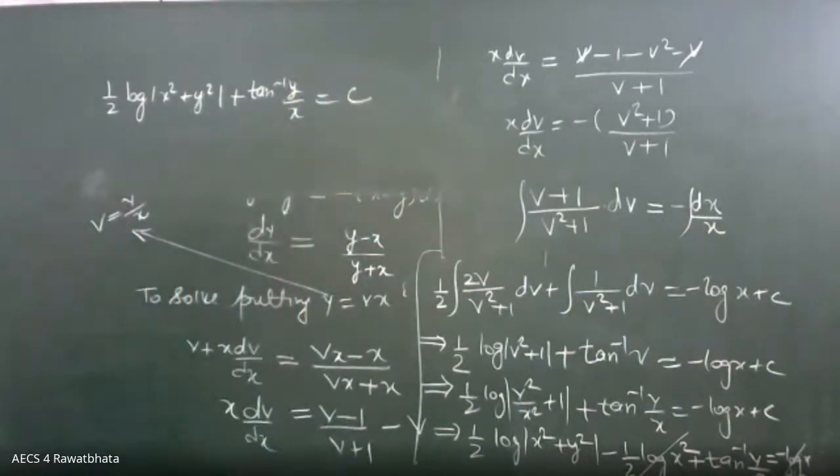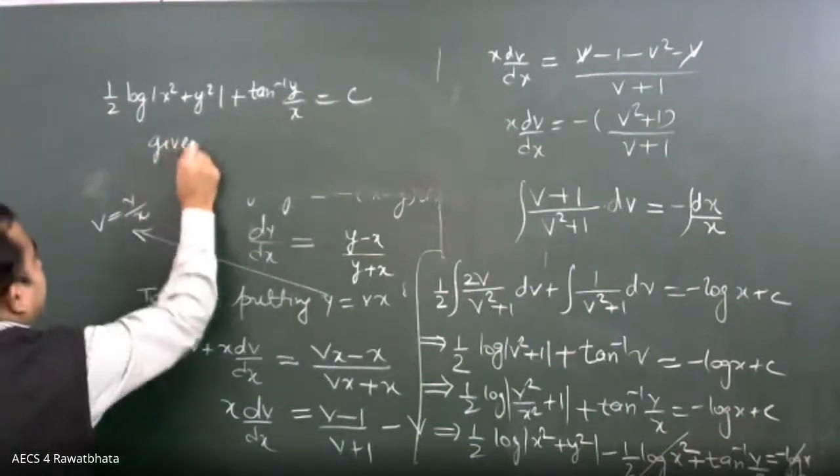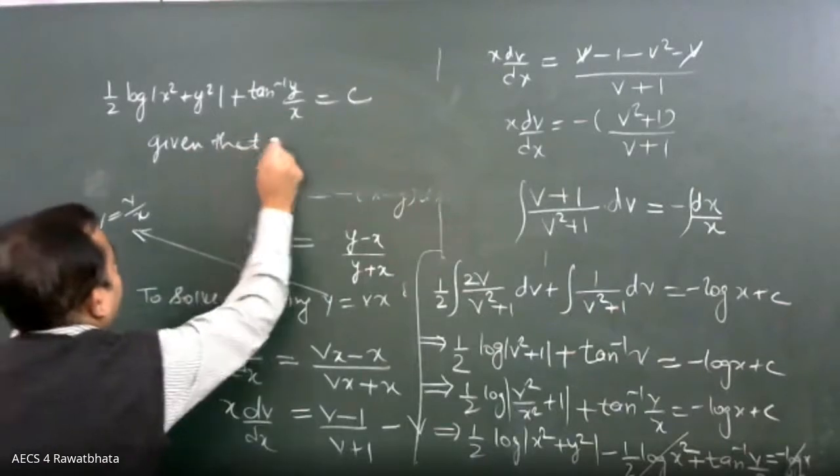Just check the answer and tell me, is this right, students? Is this right? Tahek Surana, can you tell, is this right answer or not? Yes, what thing? C, okay, I did not substitute the value of C at all. Now I am given that y equal to 1 and x equal to 1. Let us find out C.